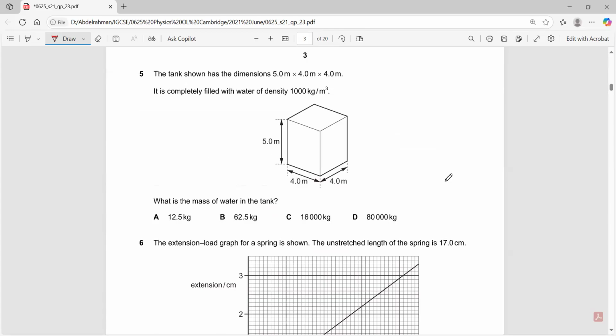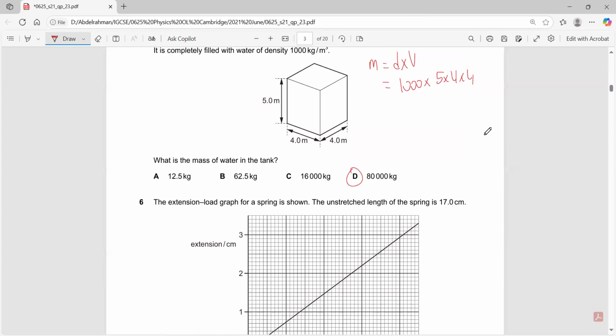Tank shown has dimensions 5 and 4 and 4, completely filled with a density of 1000. What is the mass? Density equals mass over volume, so mass equals density times volume. 1000 times 5 times 4 times 4, right? And they're all in meters. You do not need to convert anything. So this would give you a mass of 80,000 kilograms.